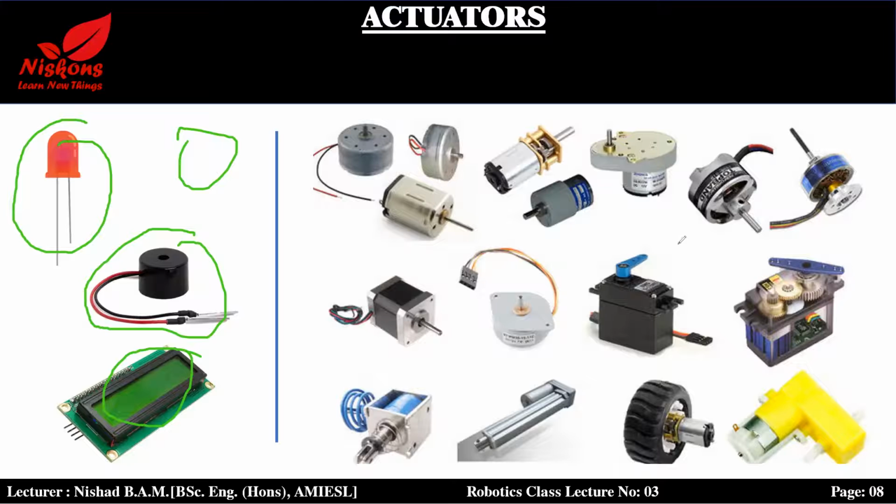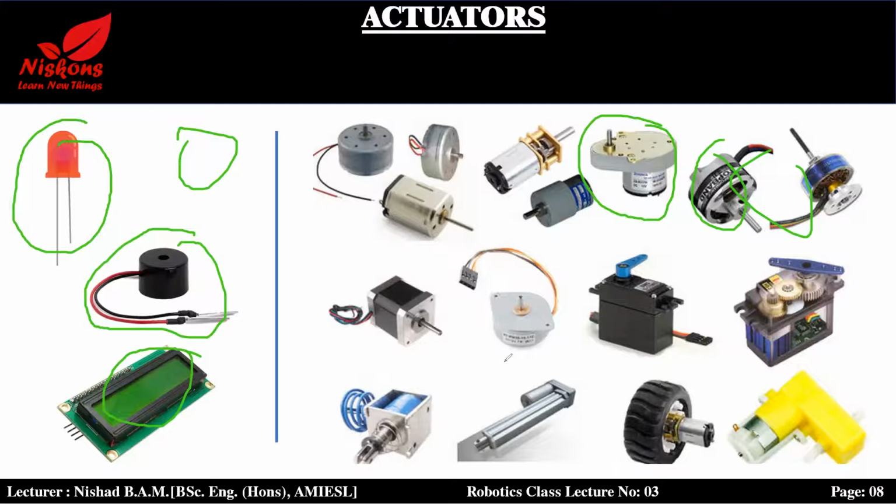On the top we have DC motors, right? These two are brushless DC motors. These are normal brushed DC motors, right? This one is a geared motor. This one has gears inside, so that is why it is somewhat larger.